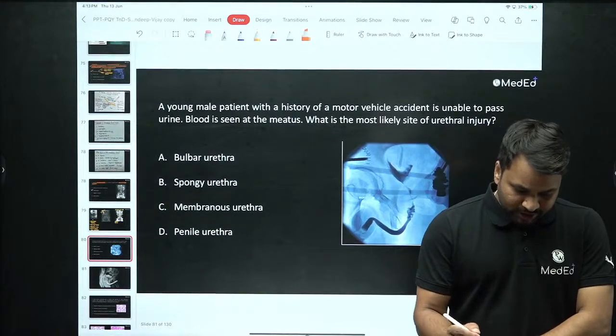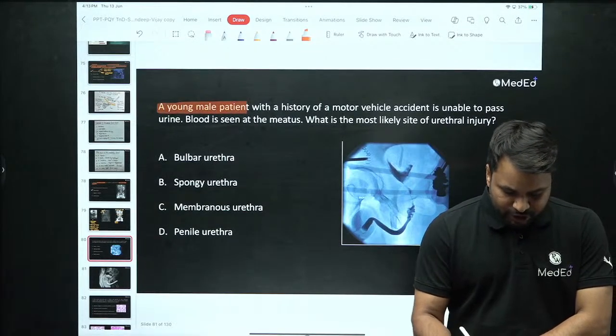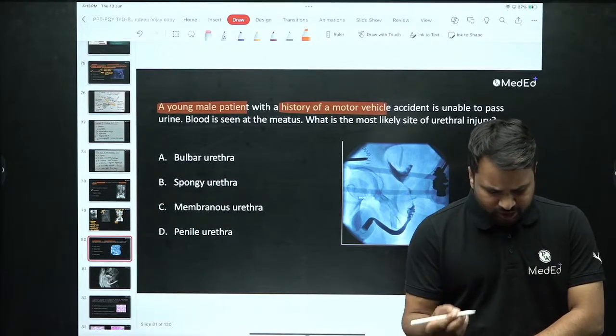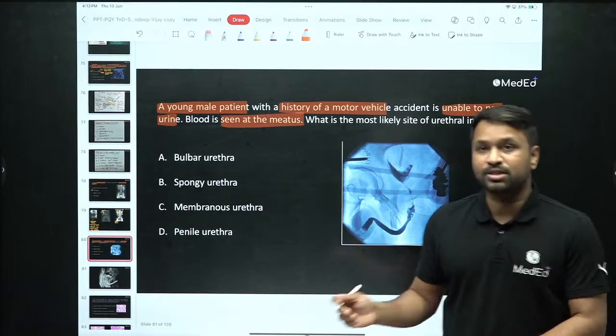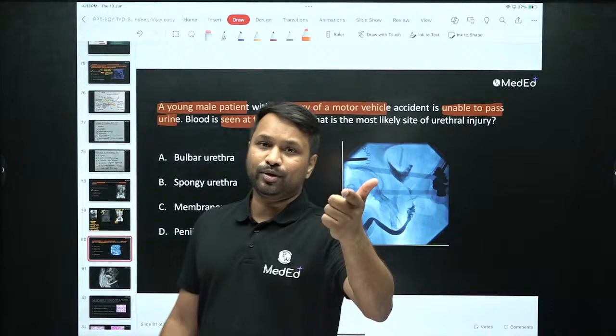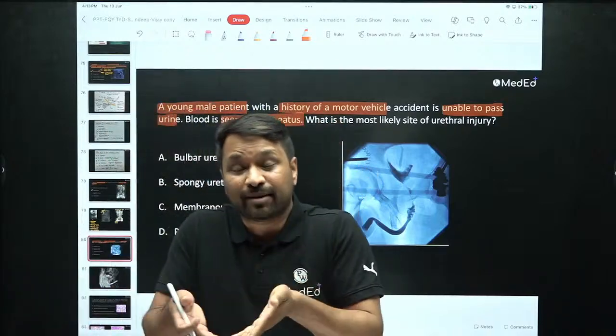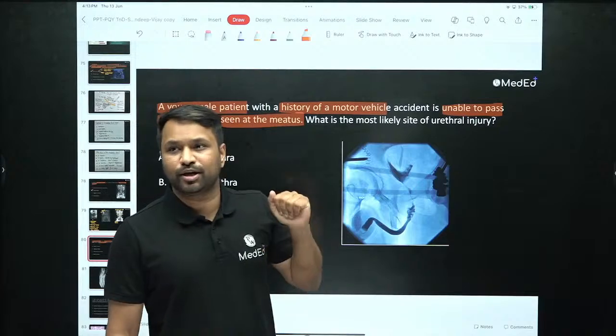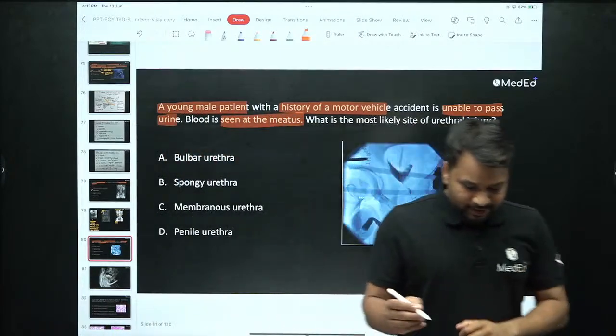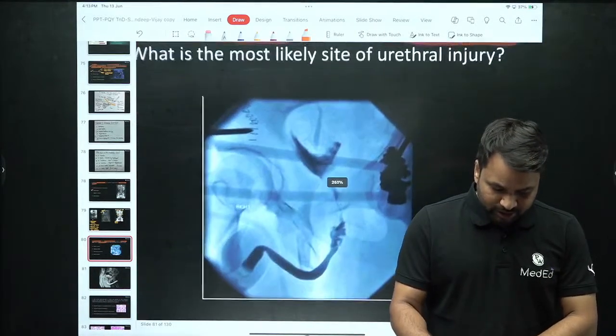Another important question: we have a young male patient with a history of a road traffic accident, unable to pass urine. Blood is seen at the meatus. Unable to pass urine, blood at the urethral meatus, with a perineal hematoma, it is an anterior urethral injury. If there is a pelvic hematoma, it is a posterior urethral injury, right? So what is the most likely site of the urethral injury?